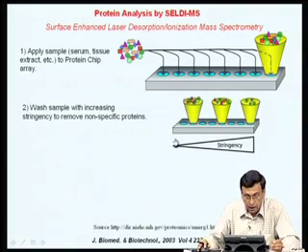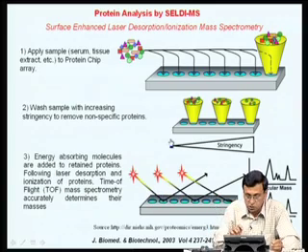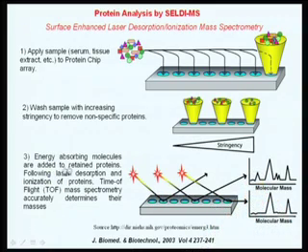And then energy absorbing molecules are added to the retained proteins, and following laser desorption and ionization of proteins and time of flight mass spectrometry, you can actually remove these proteins and generate various peptides of different mass, and you can identify these proteins that are interacting. You can identify what kind of serum proteins are interacting with your protein of interest.